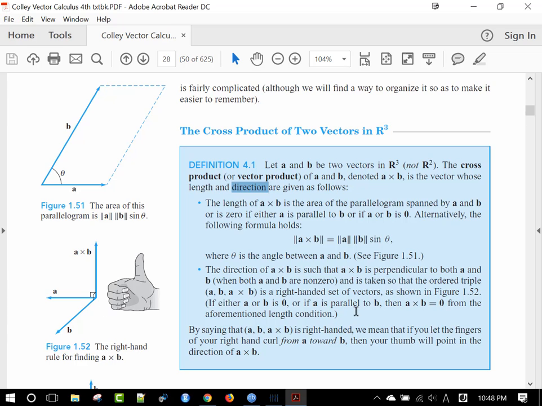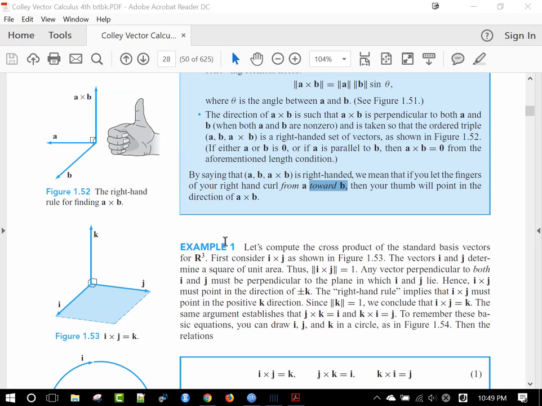So anyway, I'm not sure what that means, but we already said that. By saying that this is right-handed, we mean that if you let the fingers of your right hand curl from A, you have to remember this part, from A towards B, then your thumb will point in the direction of A cross B. Okay, so that is the definition of the cross product. So they say, okay, let's figure out the cross product of I and J. So you take your hand like this, put it at I, and fold it towards J. Then you're going to go up here. It's going to be in the direction of K, actually.